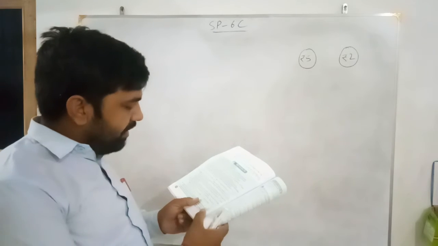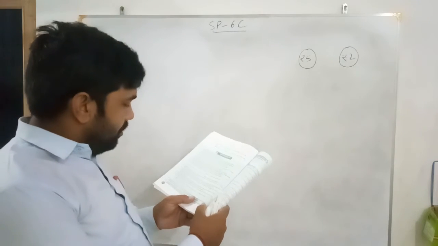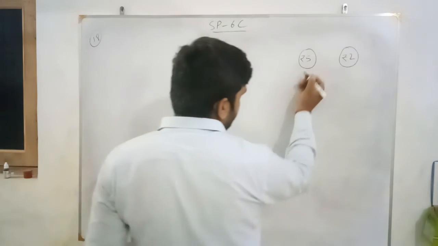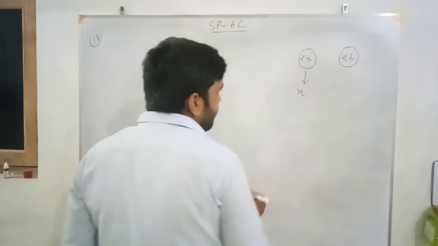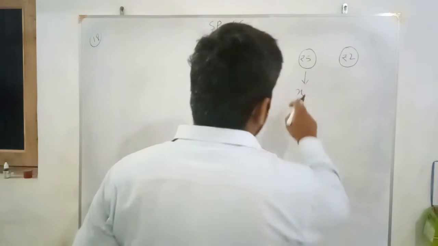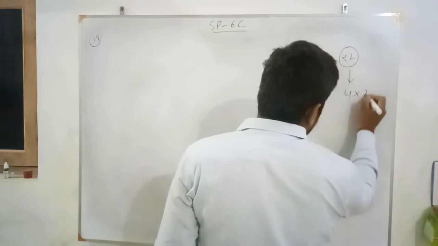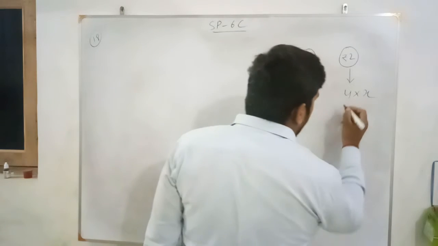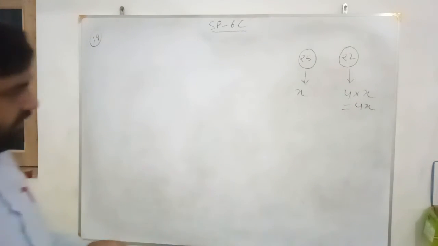The number of 2 rupee coins is 4 times that of the 5 rupee coins. So 2 rupee coins are 4 times. So let the 5 rupee coins be x. Let's suppose x 5 rupee coins are there. So the 2 rupee coins are 4 times this, so the 2 rupee coins will be 4 into x, that is 4x. You will get the value 4x. Okay.